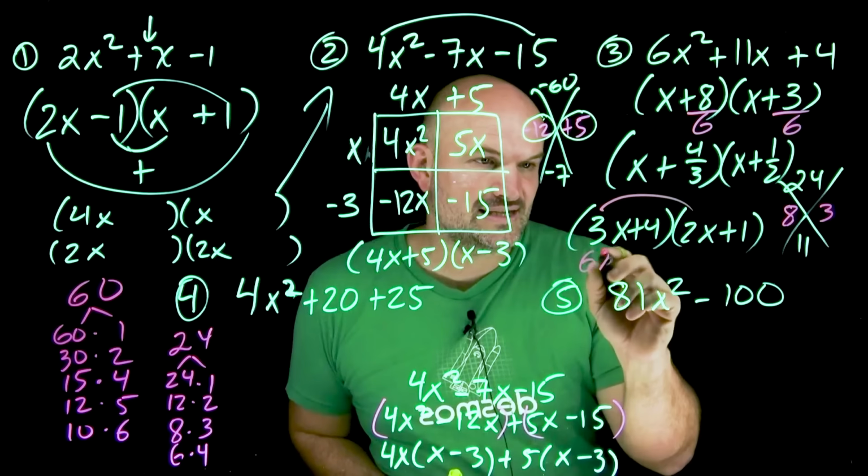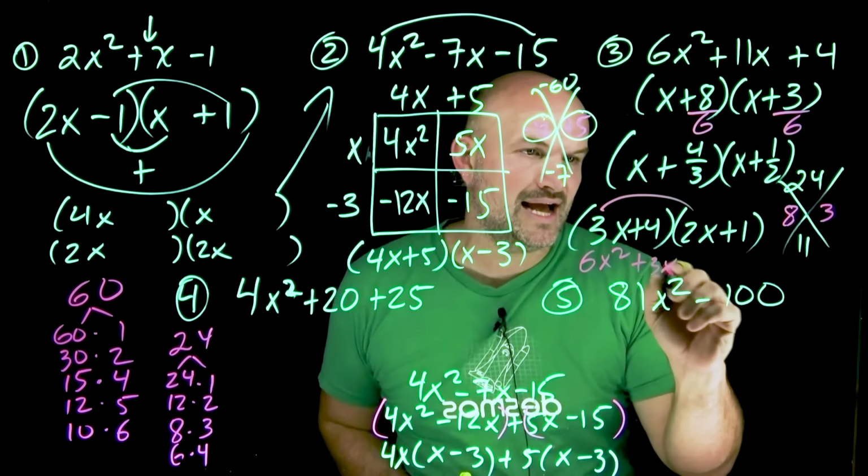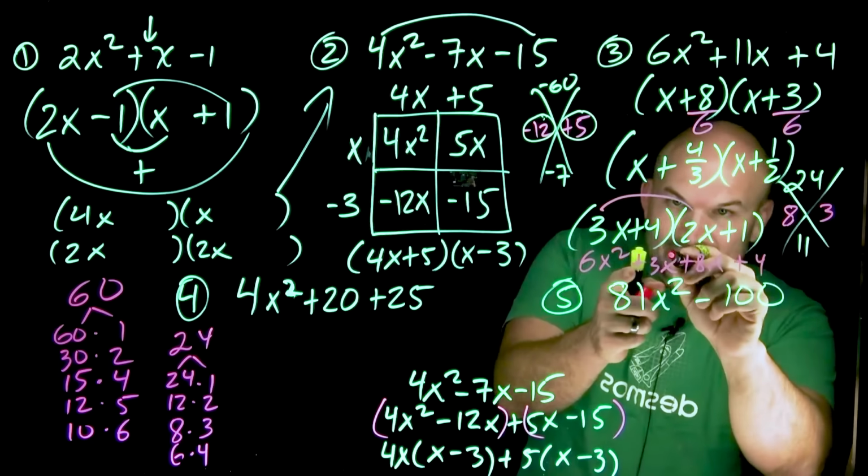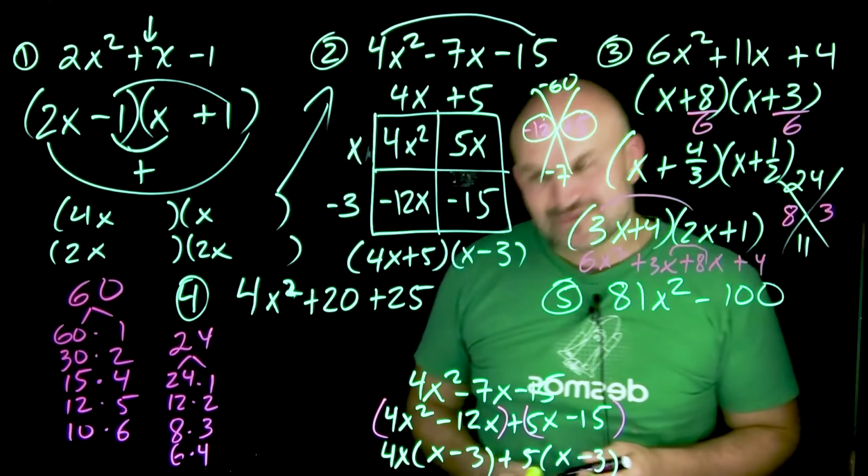3x times 2x is a 6x squared. 3x times 1 is going to be a 3x. 4 times 2 is going to be a positive 8x. 4 times 1 is a positive 4. Add the middle terms, you get an 11x. You can see I'm doing my math right.